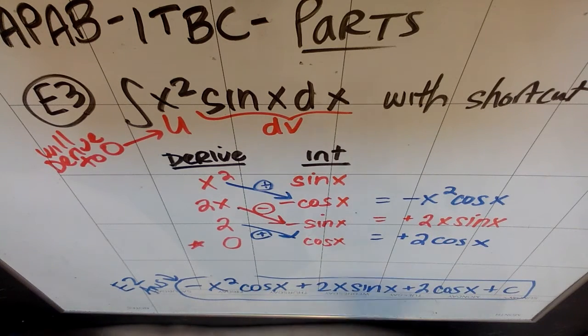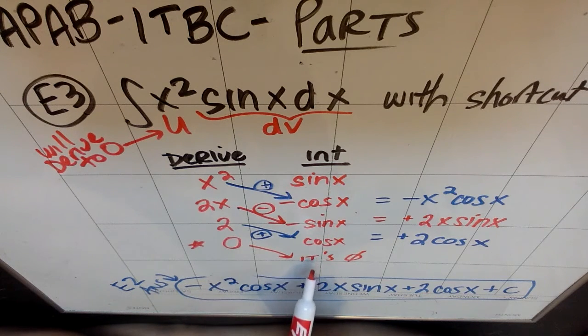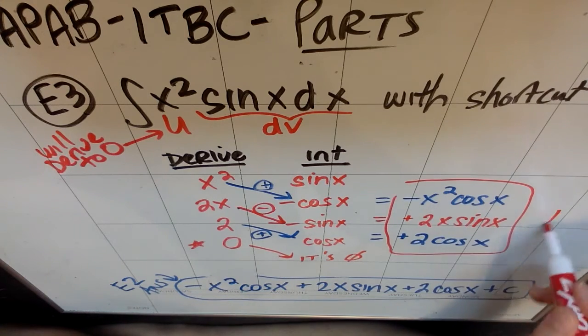And then as you can see, if I tried to do the next one, it wouldn't matter because it's going to be 0. That's the whole point, right? I have a 0 times, it doesn't matter what I'm multiplying by, it's gone. So these end up being my 3 terms, and I just need to tack on my plus c.